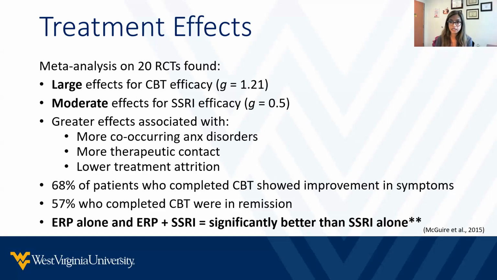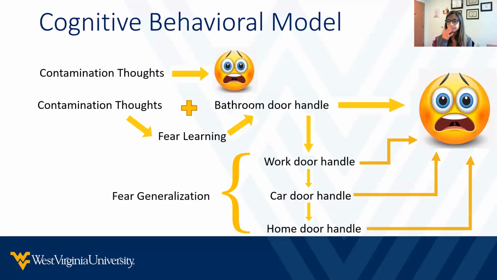So if we take all of this together, this is what the CBT model looks like. I'm just going to use the example of contamination because it's one of the most common that we see. You have a contamination thought, it leads to anxiety. And then that fear learning happens where you have the thoughts in relation to a stimulus, let's say a bathroom door handle. Oh my goodness, I don't want to touch it. You get anxiety. And so over time, because you've learned that fear, it actually generalizes to other stimuli related to the bathroom door handle. So if the bathroom door handle is contaminated, maybe my work door handle is also contaminated, and then it becomes the car door and then the home door.